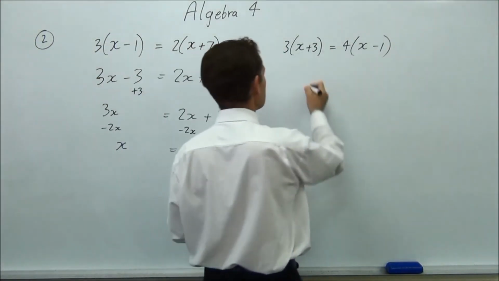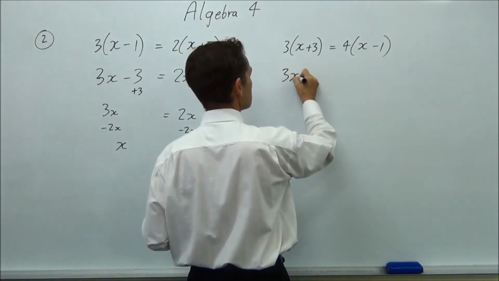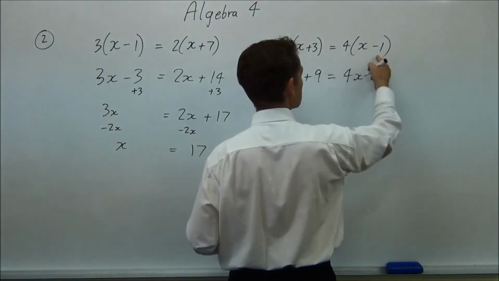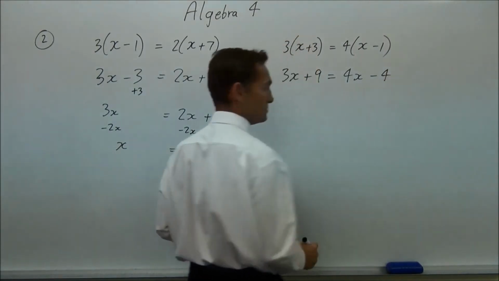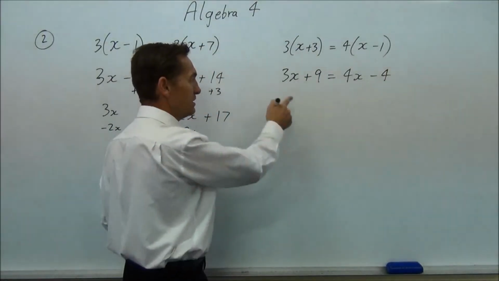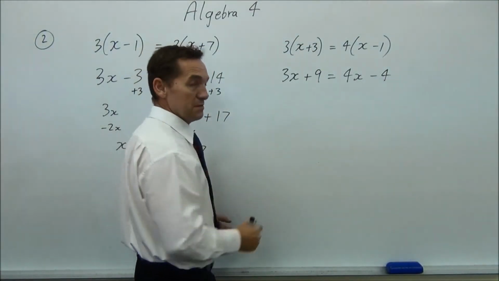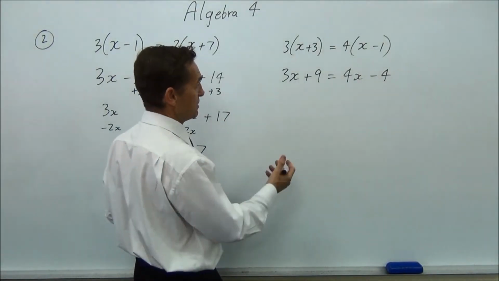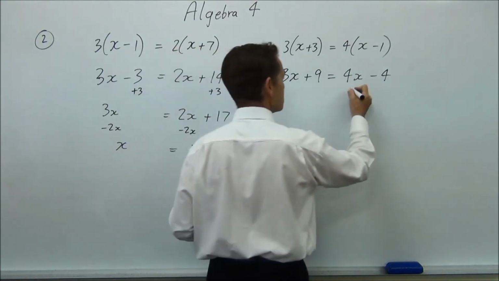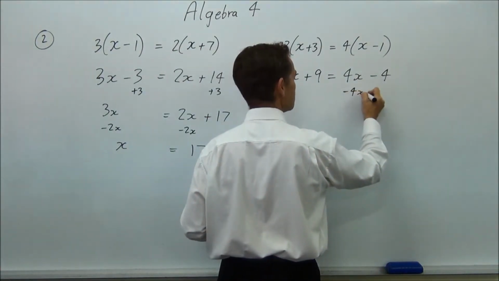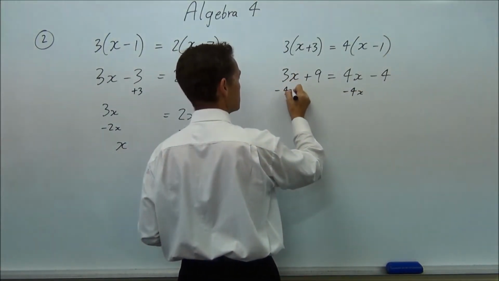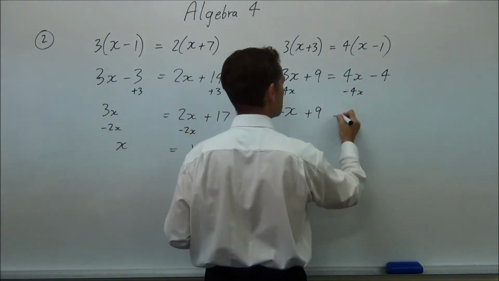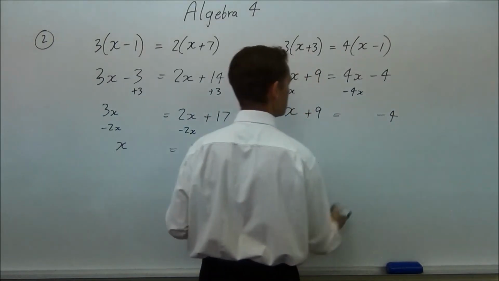So first of all, we're going to expand it. So 3x plus 9 equals 4x minus 4. You should be able to do that part. Let's do the next bit. Again, doesn't matter what you choose to move first. So let's take off 4x. So I'm going to go, let's minus 4x on both sides. So I'm going to end up with minus x plus 9 equals minus 4.